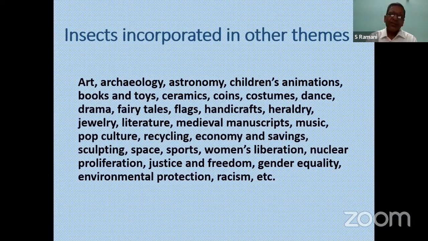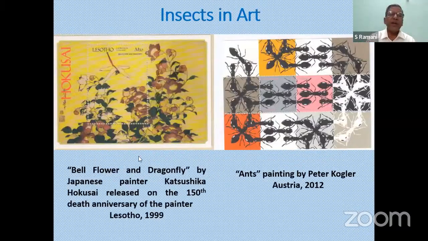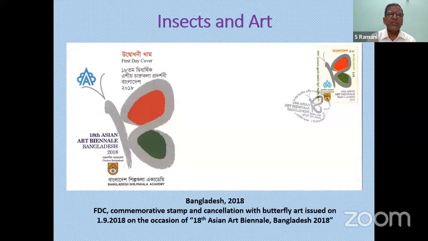Art. Here you can see two art pieces that I've shown. One is Bellflower and Dragonfly by a Japanese painter, a stamp produced by Lesotho in 1999, the 150th death anniversary of the painter. And this is another, an ants painting by Peter Kogler, and this stamp was produced of this painting by Austria. Closer to home, in Bangladesh, they used one of the butterfly art pieces to represent the 18th Asian Art Biennial, which was held in Bangladesh in 2018. So you can see here a butterfly which was used both in this stamp as well as in the first day cover to talk about art.